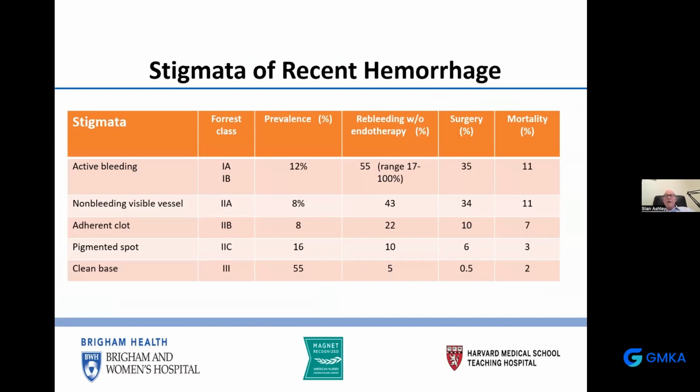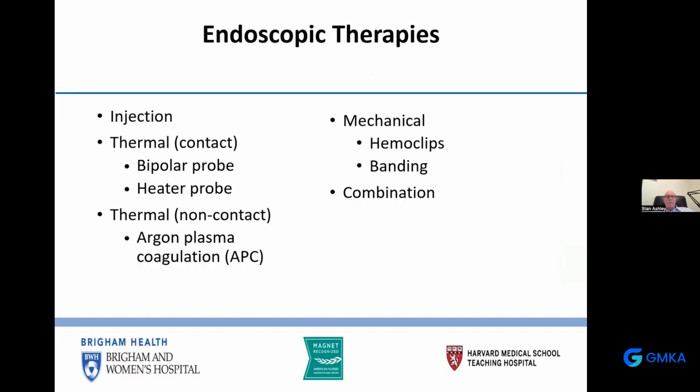So this is kind of the rates of rebleeding and the need for surgery. Active bleeding, they're going to rebleed 55% of the time without some form of therapy, and they're going to need surgery a third of the time. A non-bleeding visible vessel, again, high incidence. And then adherent clot has a pretty high incidence. So the recommendation is, if it's not actively bleeding, but you see the clot right there, to wash it off and treat if you see something to treat. Pigmented spots, the clean base ulcer that I showed you before, those don't need further treatment.